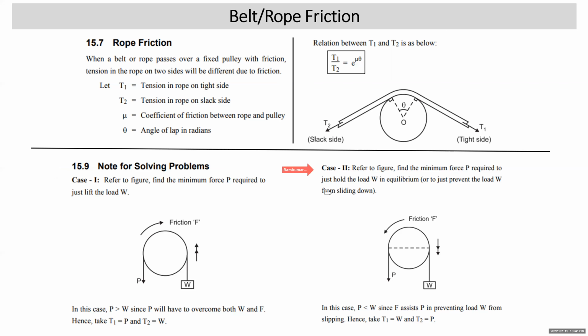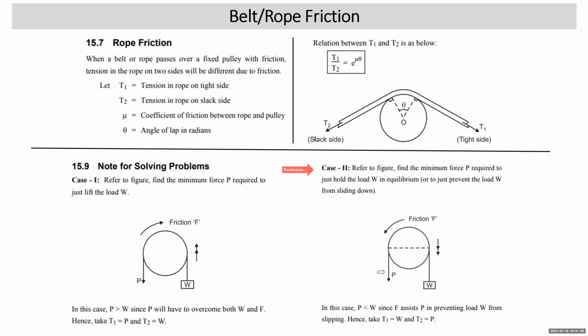Now, another possibility or other wording we come across: find the minimum value P required to hold this weight W, or the minimum value P required to prevent the downward motion of this weight. In that case, as the motion will be downward, friction will be assisting your job.